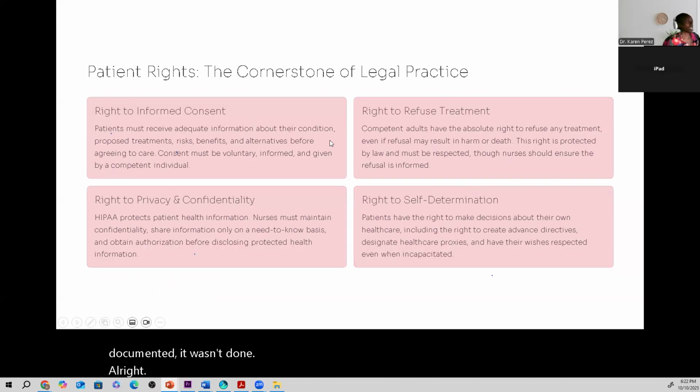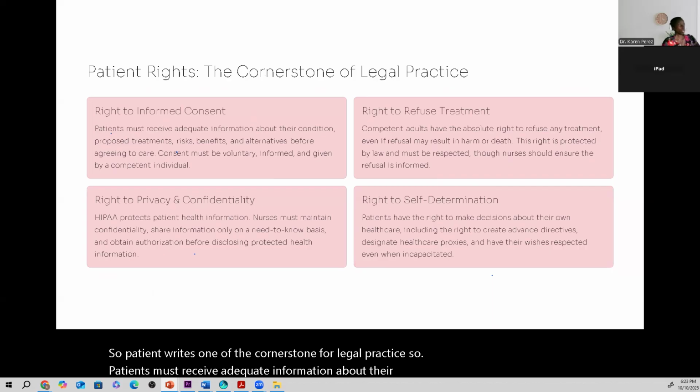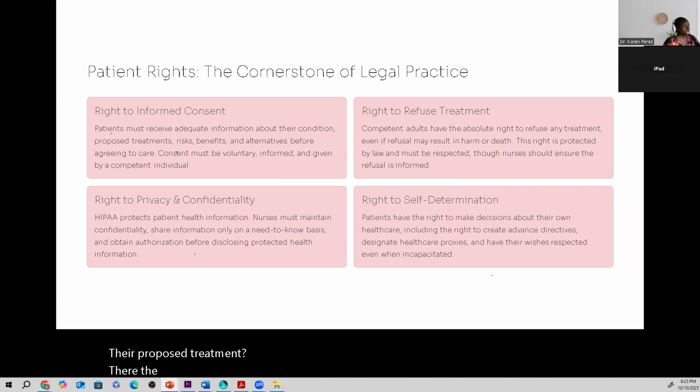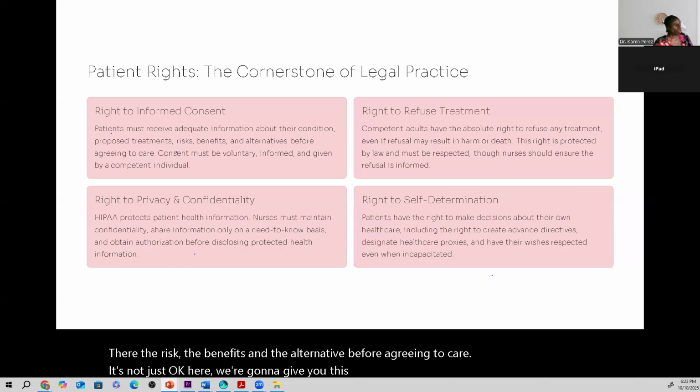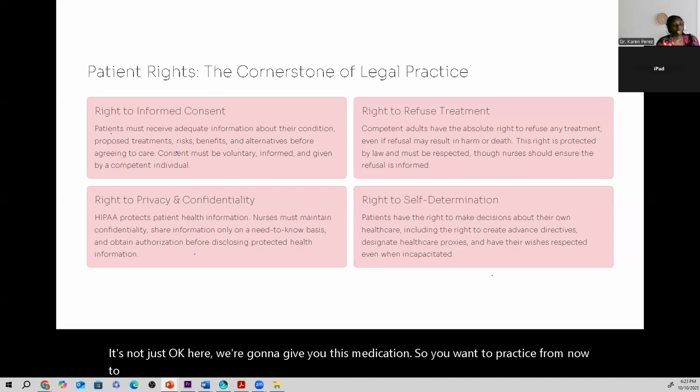So patient rights are one of the cornerstones of legal practice. The patient must receive adequate information about their condition, their proposed treatment, the risks, the benefits and the alternatives before agreeing to care. It's not just, okay, here, we're going to give you this medication. So you want to practice from now to say, Mr. Jones, here's your blood pressure medication. It will help lower your blood pressure.